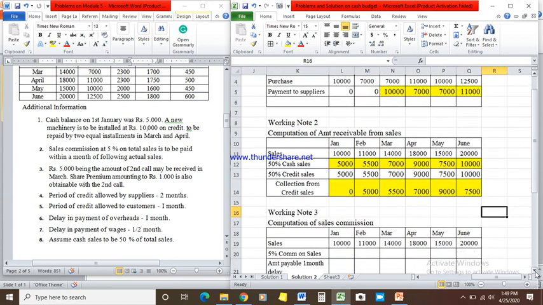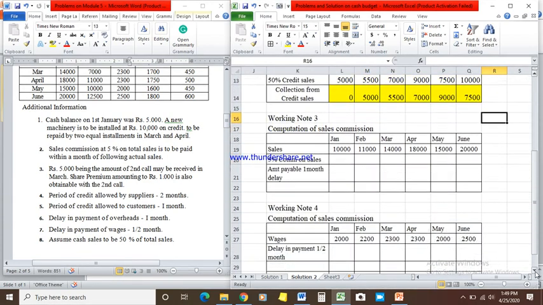Now the next working note is computation of sales commission. So as it is mentioned, whatever sales happens, 5% of the sales is considered as a commission, and that payment is going to be made in the following month of the sales. We need to make the payment. So we are given the sales figure for all the months, January to June.